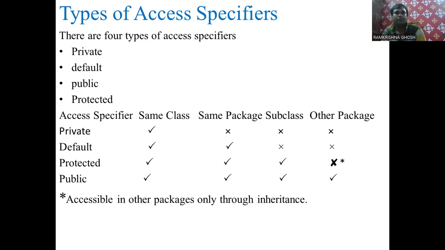Protected, accessible in the same class, same package, subclass. Cross, it is not accessible in other package, but there is a star. Star means accessible in other packages only through inheritance. Public, same class, same package, subclass, other package. Everywhere it is accessible.